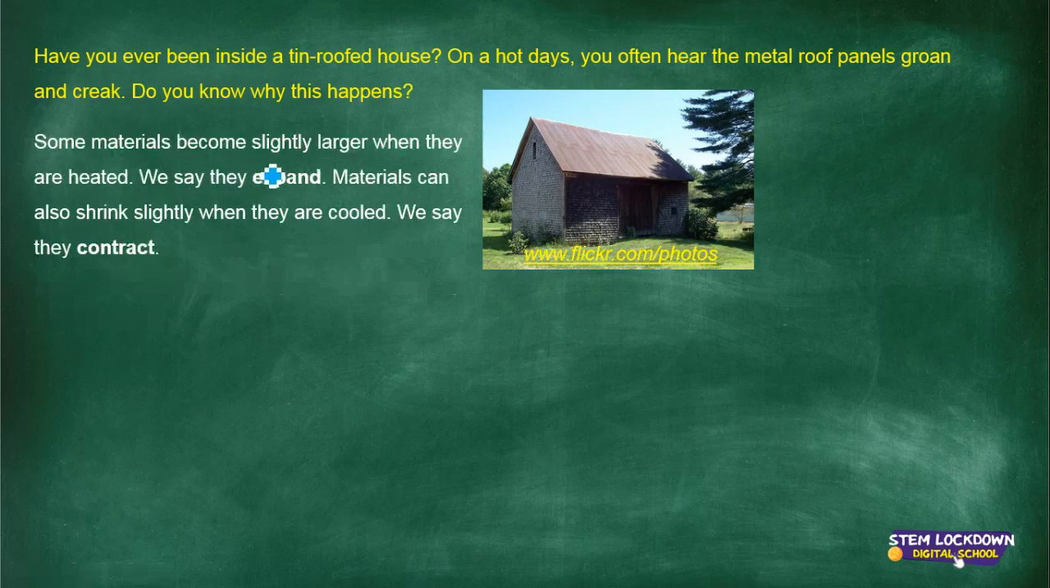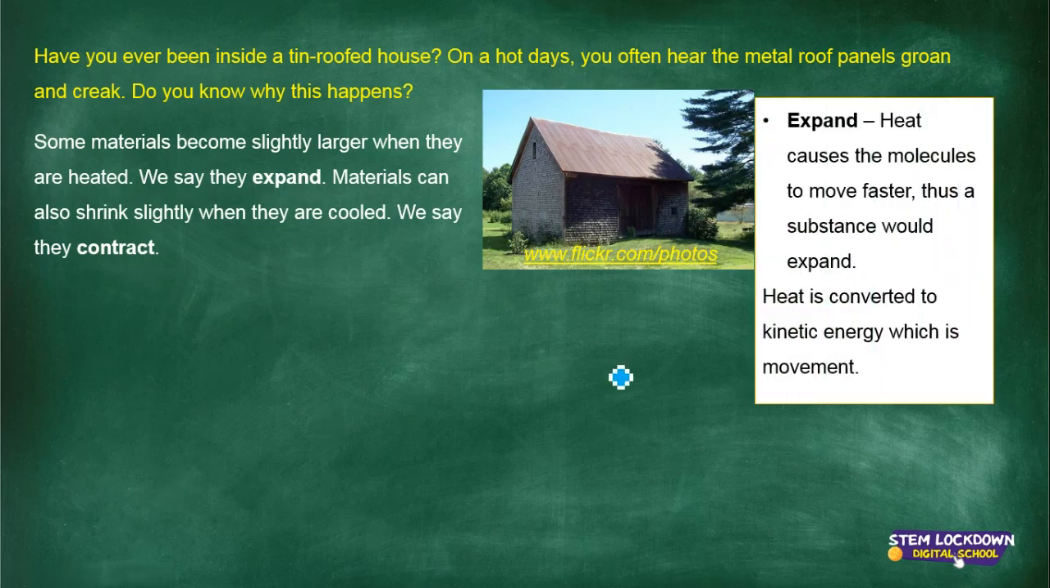Some materials become slightly larger when they are heated. So we say that it expands. When materials become larger, we say it expands. The materials can also shrink. When these materials shrink, we say that it is cooling down. When it is cooling down, we say that it contracts. So you may think, if this is a solid, why would it expand or contract? We're going to find out why, and it's because of the particles inside the solid.